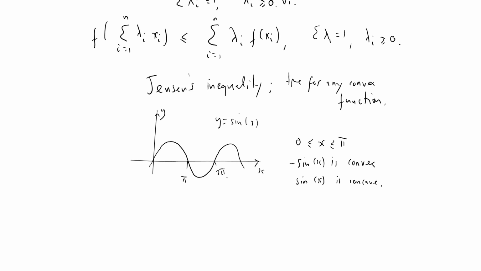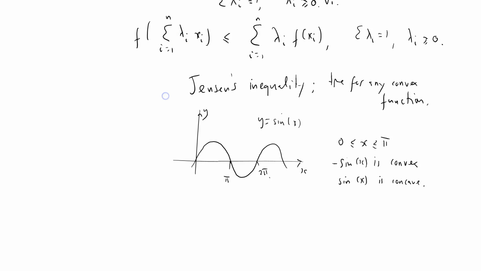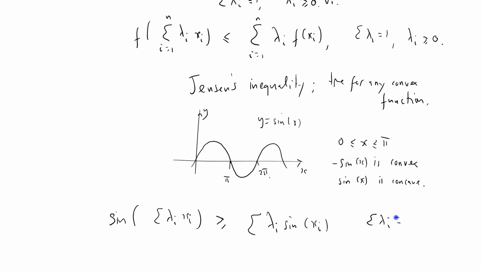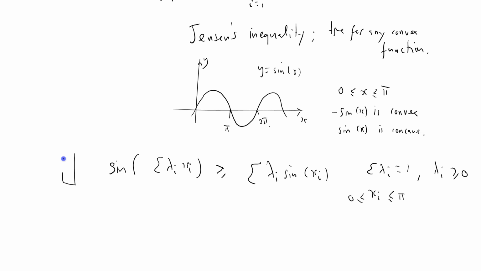So what does it look like? Well, of course, for a concave function, you can just reverse the sign of the inequality. So I'll say that sine of sigma lambda i xi is greater than or equal to the sum of lambda i sine xi, provided that sigma lambda i equals 1, lambda i is non-negative, and xi lies between 0 and pi. So that's quite a nice little inequality all on its own. And I'm going to stop there.